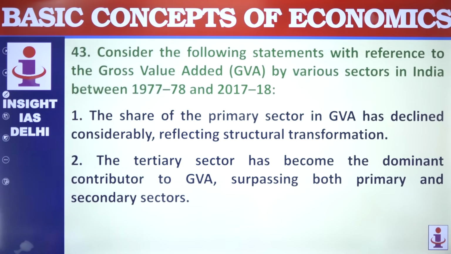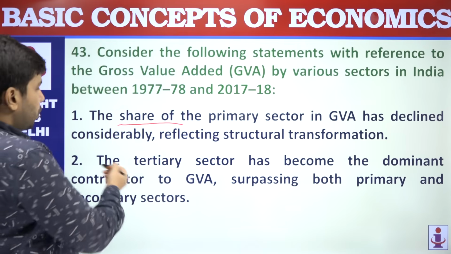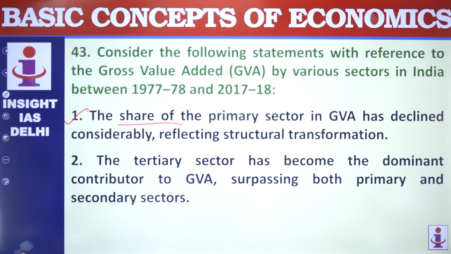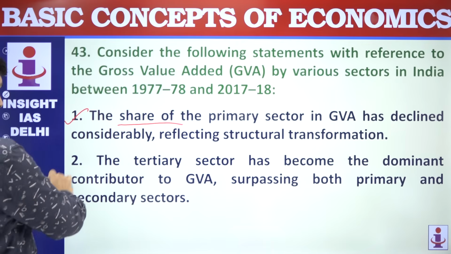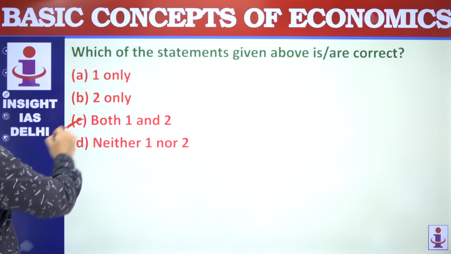Again, another question on GVA. The share of the primary sector in GVA has declined. Yes, the share of the primary sector has declined considerably, reflecting a structural transformation. The tertiary sector has become the dominant contributor to GVA. Yes, surpassing both primary and secondary. Both are correct. Option C will be the correct answer.